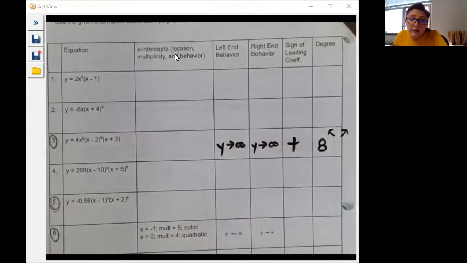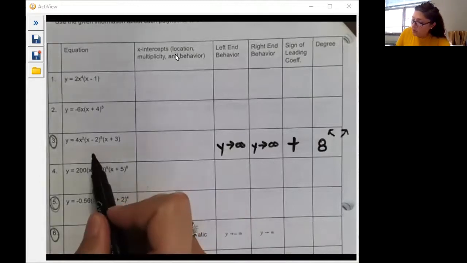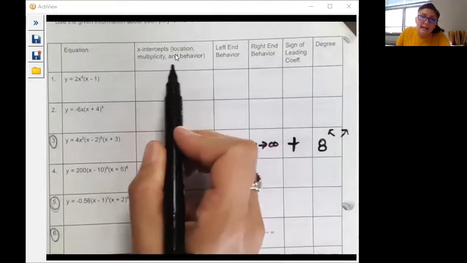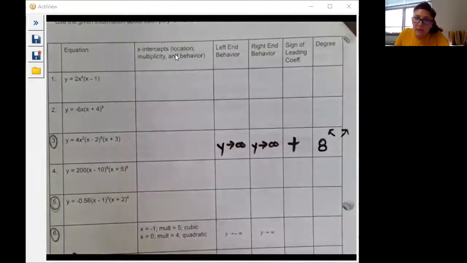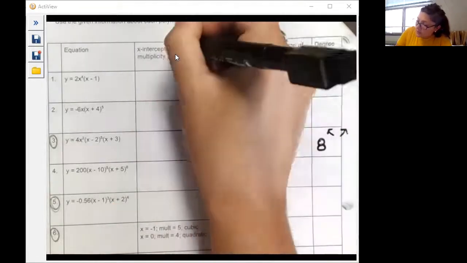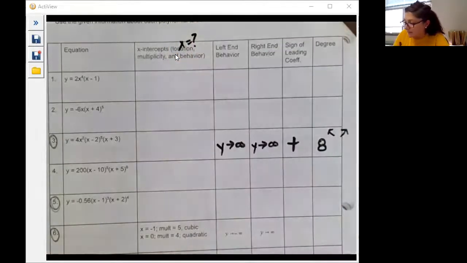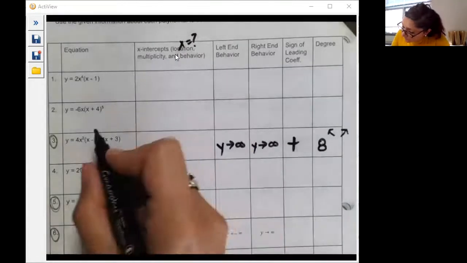And then the last part that I'm going to look at, the new part for us as of last night's homework, is how I determine my x-intercepts and what they look like, their multiplicity and behavior. So when we talk about location, I'm just talking about I have an x-intercept where? X equals what for my x-intercept? So that's not so new. We saw that last time.